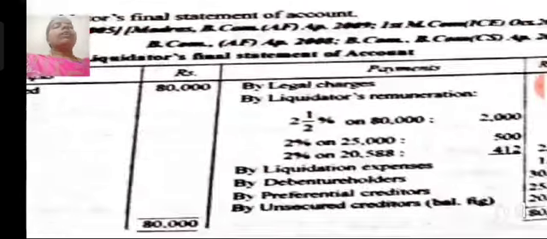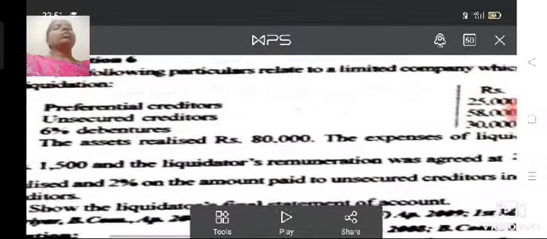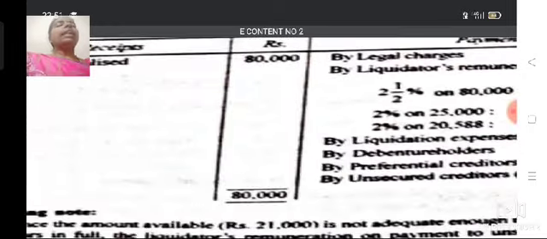What is the amount due as per the question to the unsecured creditors? 58,000. Yes, but the amount available after making this order of payment is only rupees 21,000, which is less than the due amount. That is, the actual due is 58,000, but the amount available after making the payment to all the parties is rupees 21,000. So we have to calculate the liquidator's remuneration on unsecured creditors in this mode.